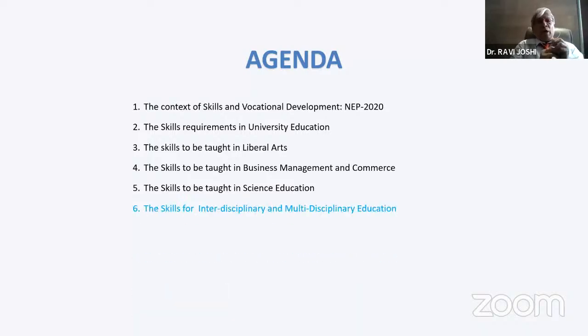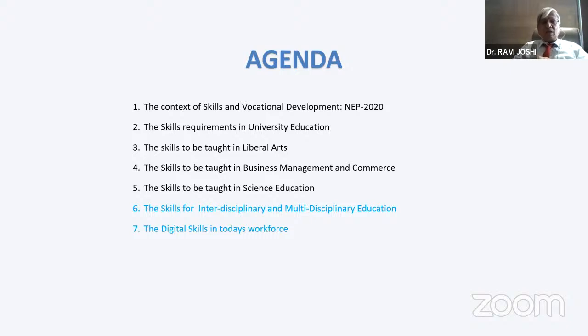Not only that, we are going to talk about the skills for interdisciplinary and multidisciplinary education. You know that it's not only restricted to National Education Policy 2020, rather National Education Policy 2020 has promoted interdisciplinary and multidisciplinary approach, thereby in a real sense understanding the needs of the industry and society. So when our students are working in interdisciplinary and multidisciplinary situations, what type of skills are required, that we are going to discuss.